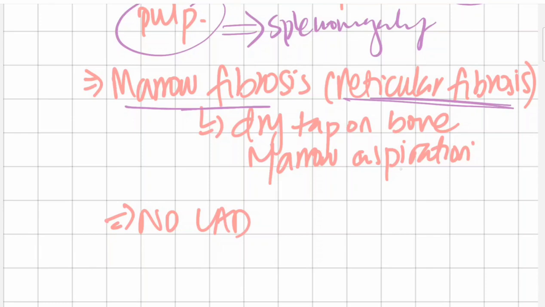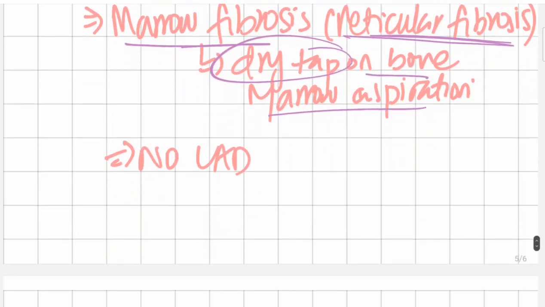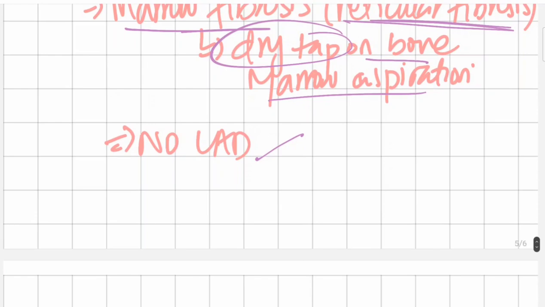So whenever you do bone marrow aspiration, you're going to have a dry tap. And of course, there is no lymphadenopathy. And that is it for chronic leukemias.